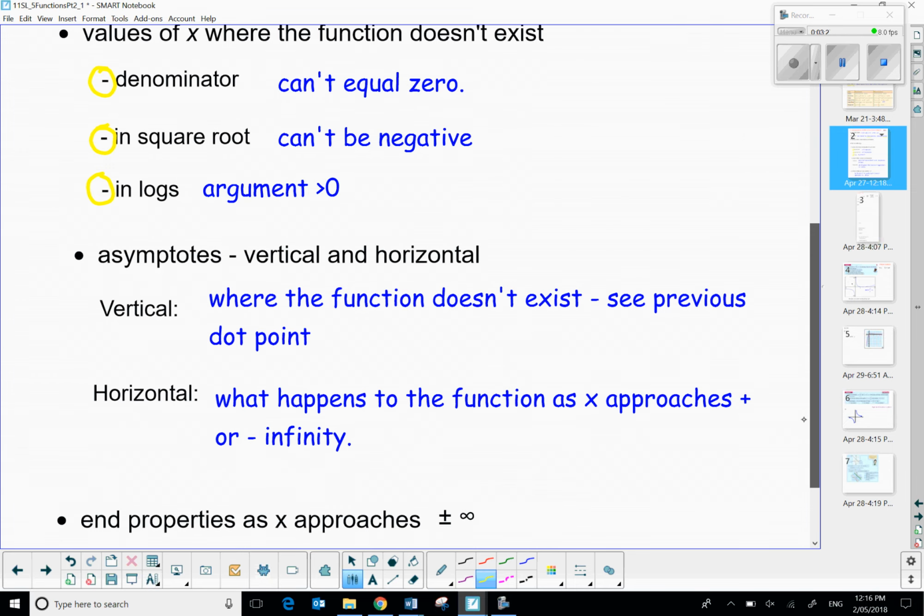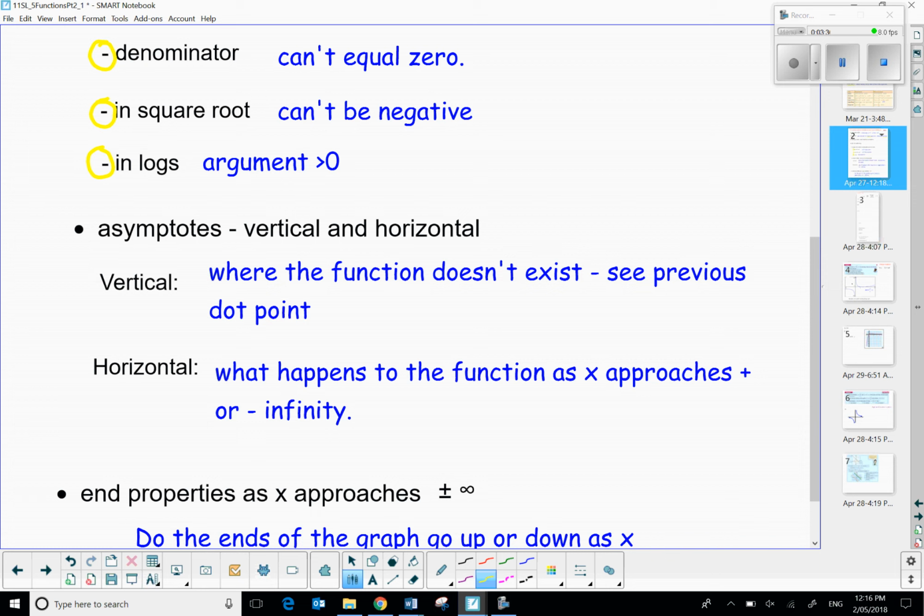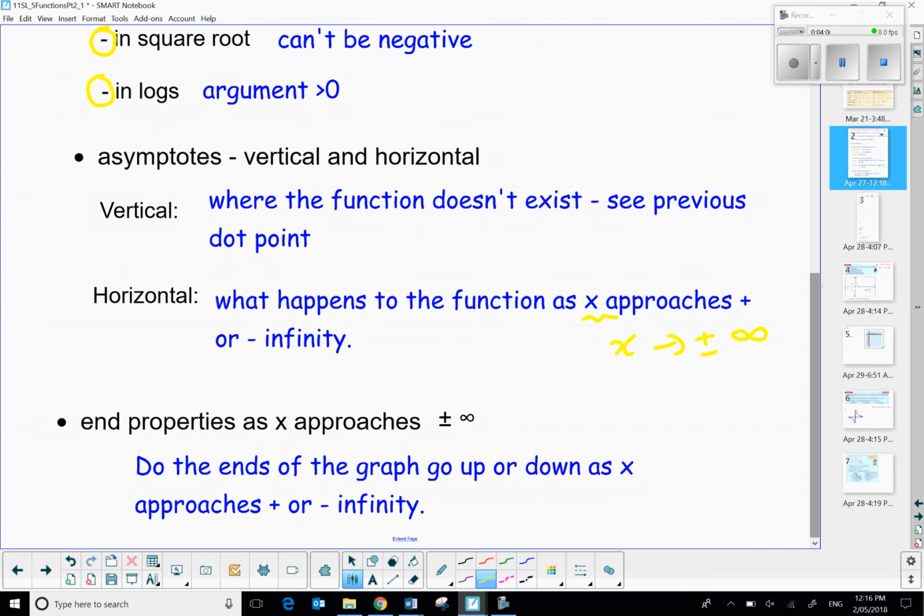We've talked a lot about asymptotes. If we want our vertical asymptote, that's where your function doesn't exist. That's all those conditions we mentioned up here. For a horizontal asymptote, then we want to see what happens to the function as x approaches plus or minus infinity. So as x goes out to plus or minus infinity, what happens to our function? We can either look at that in a graph to see what happens, check on a table of values. You might be able to work it out algebraically as well.